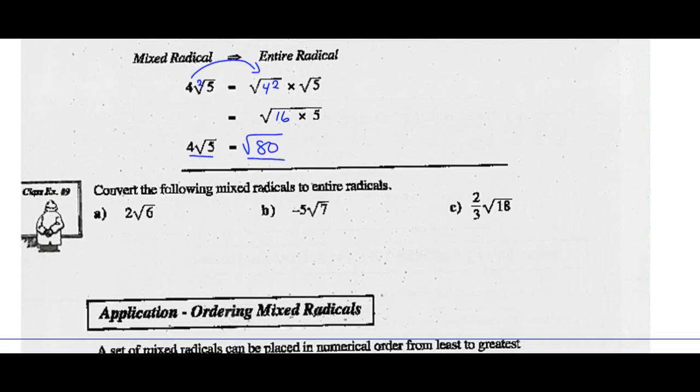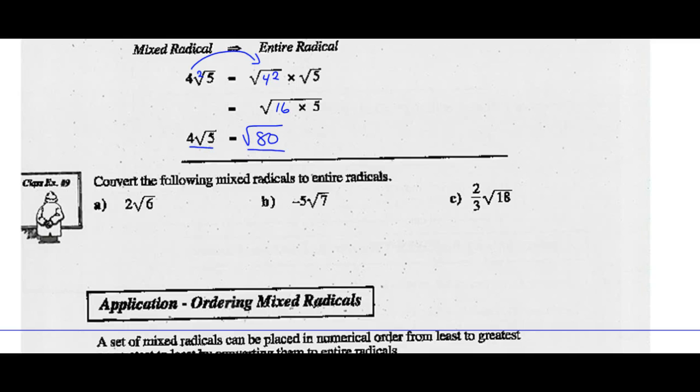So pretty straightforward to convert from mixed to entire. Convert the following mixed radicals to entire radicals. So 2 radical 6 can be written as an entire radical if I take the 2 from in front and put it inside the radical sign by squaring it. So 2 squared times what's already inside the radical sign, which was 6. So 2 squared is 4. 4 times 6 is 24.